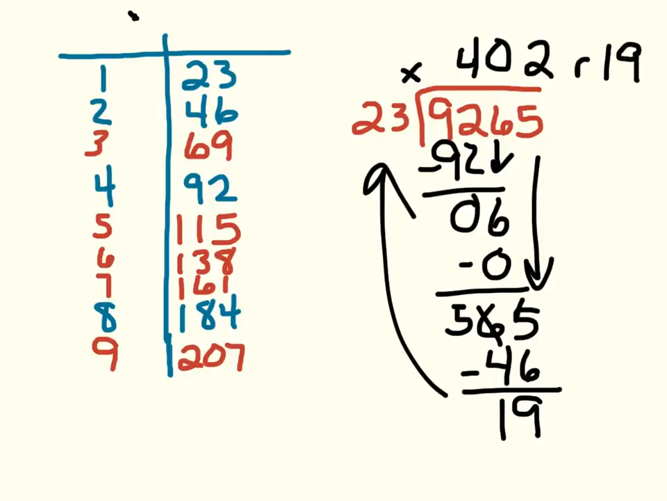It's a big remainder, but remember my divisor is pretty big too. So my answer is 402 remainder 19. And that's how you use the doubles table to help you solve two-digit divisor problems.